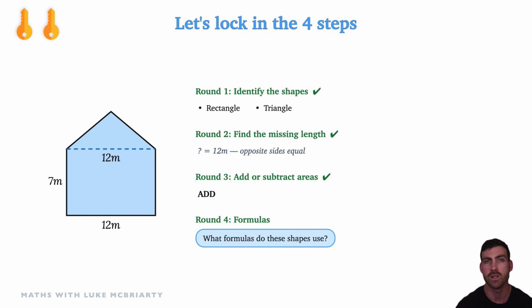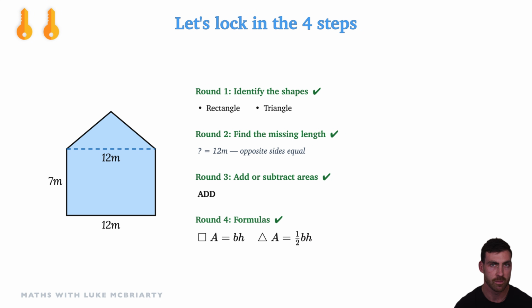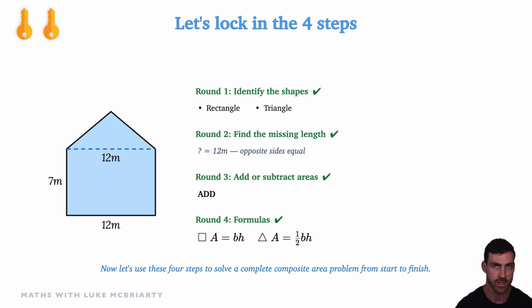Round 4, formulas. What formulas do these shapes use? Yes, rectangle, base times height, and the triangle, which is half times base times height. Now let's take these 4 steps and use them to solve a full problem from start to finish.